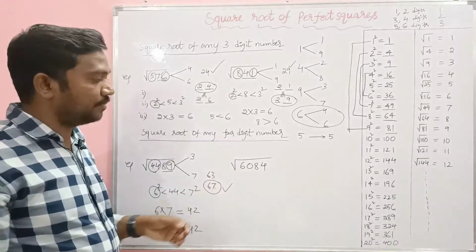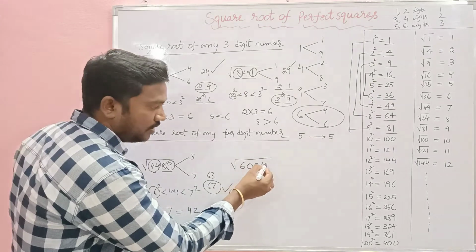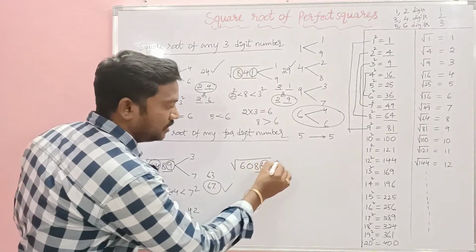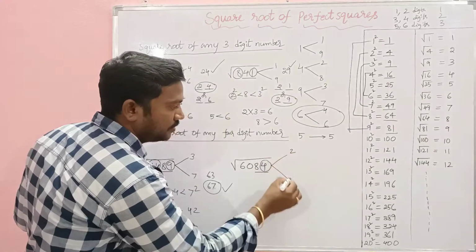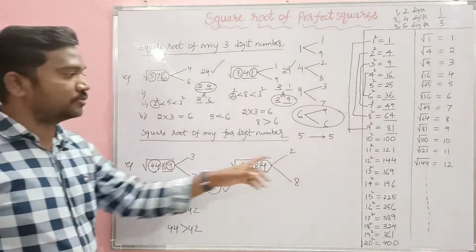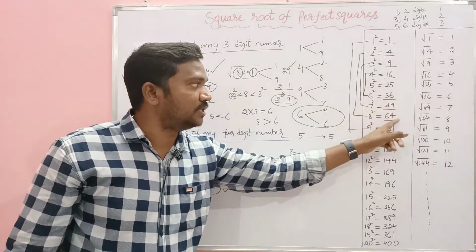Now see one more example. Here the question ends with the digit 4. So its units place is either 2 or 8, because 2 square is 4 and 8 square is 64. So it ends with the digit 4.